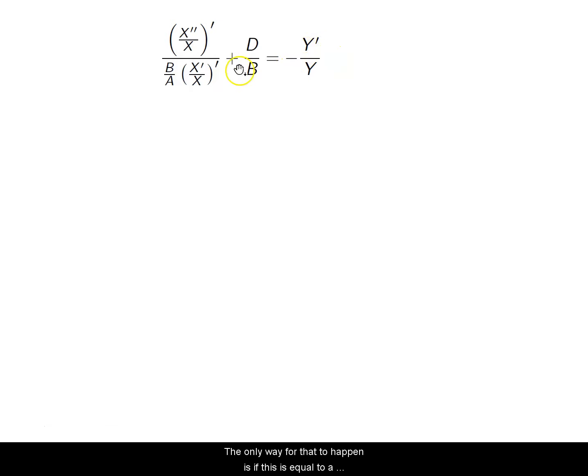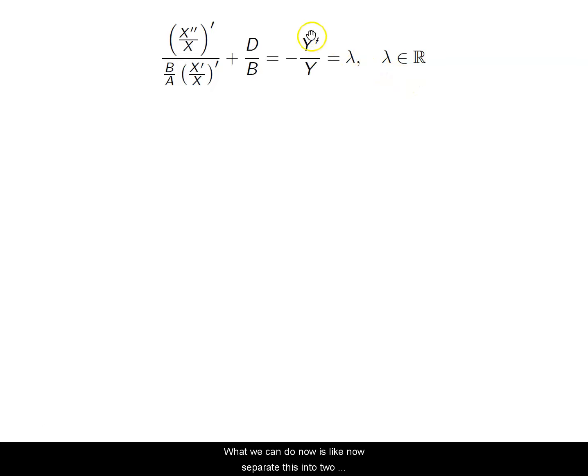The only way for that to happen is if this is equal to a constant and this is equal to a constant. So we set that constant as lambda. Okay, lambda is a constant. That's the only way for two functions in different variables to be equal to each other.